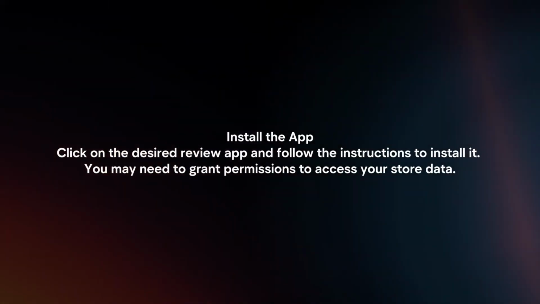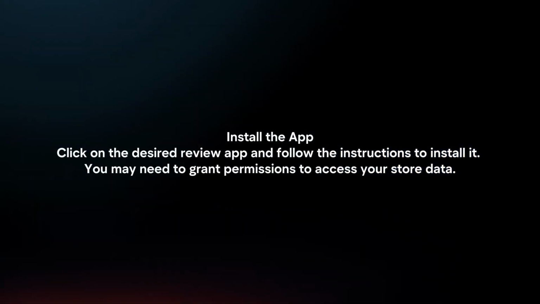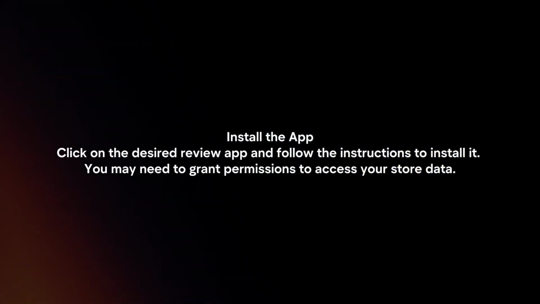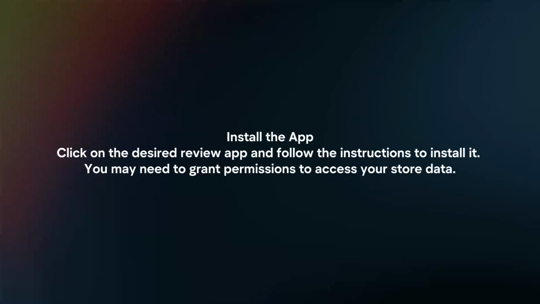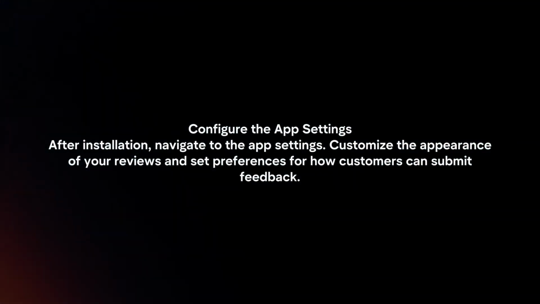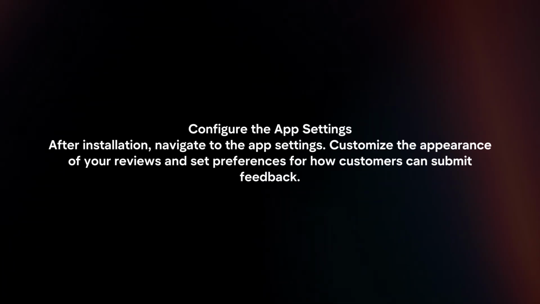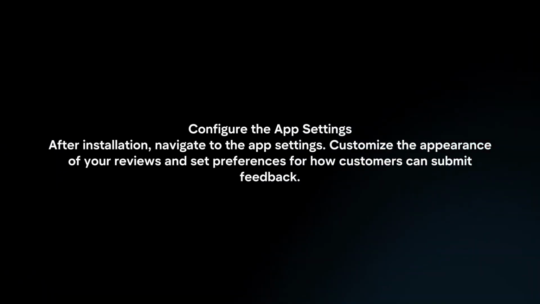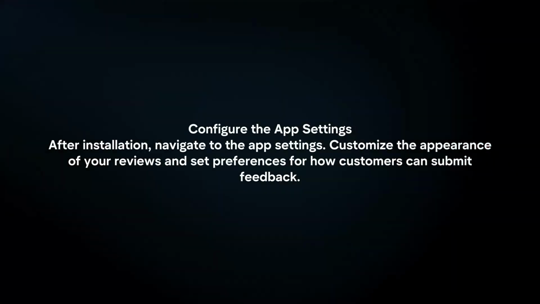Install the app. Click on the desired review app and follow the instructions to install it. You may need to grant permissions to access your store data. Configure the app settings. After installation, navigate to the app settings. Customize the appearance of your reviews and set preferences for how customers can submit feedback.